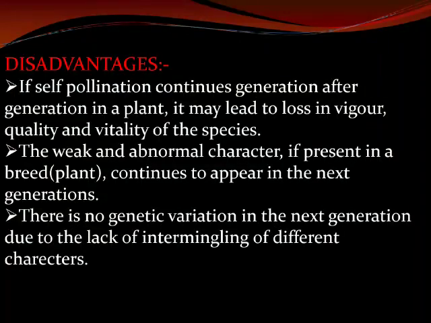Let's see what are the disadvantages. If this self-pollination continues generation after generation, then the plants become weak. That may lead to loss in vigor, quality and vitality of the species. The weak and abnormal characters, if present in the breed, continue to appear in the next generations, which means if there is any disease present in the plant, that will continue. If there is abnormality in the plant, that same abnormality continues.